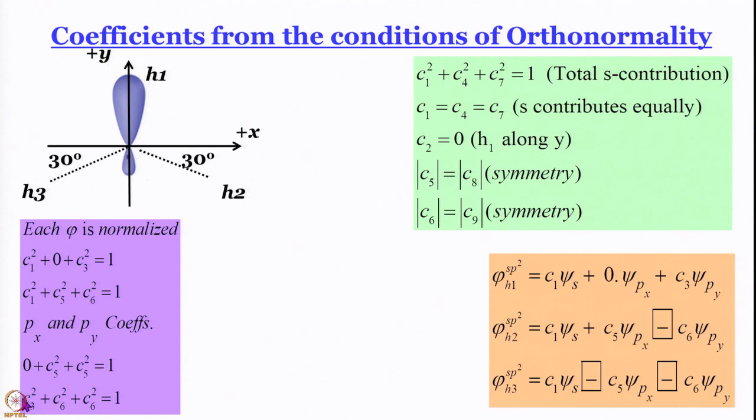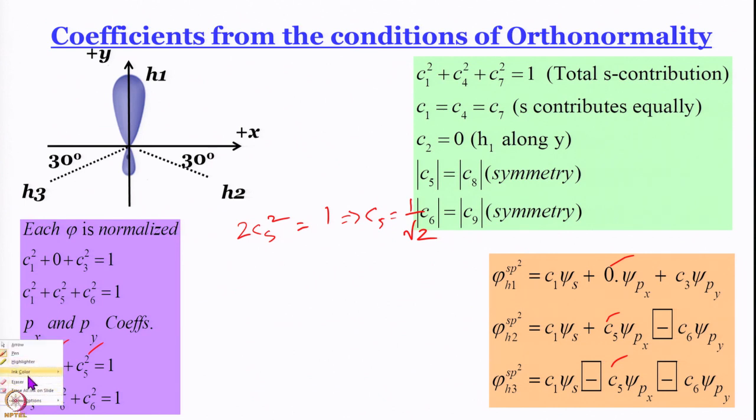Because once again, how many Px orbitals are there? This is one Px orbital, right? That is why we are saying that this C5, 0 plus C5 square plus C5 square equal to 1, 0, C5, C5. And when I take square, the square of minus becomes plus also. So, what do I get here? 2 C5 square equal to 1. So, C5 is equal to 1 by root 2. I hope you have your pen and paper with you. Please write these values down because I have everything written down in the next slide, but if you write down, you can check. So, 1 by root 2, that is what I have got.